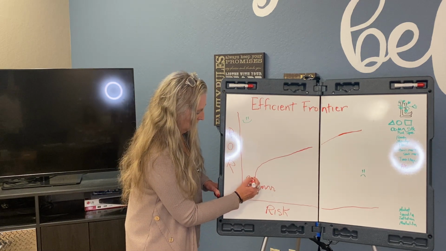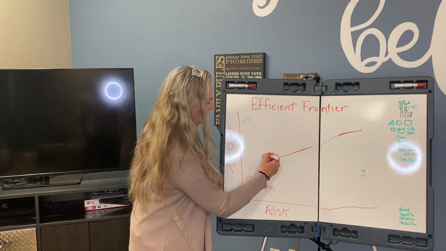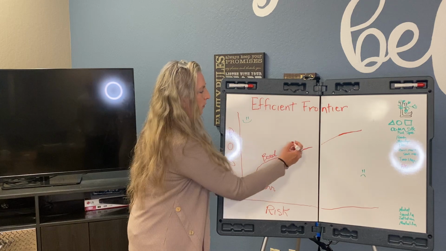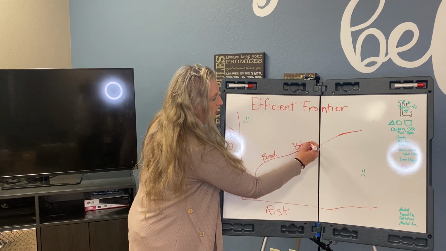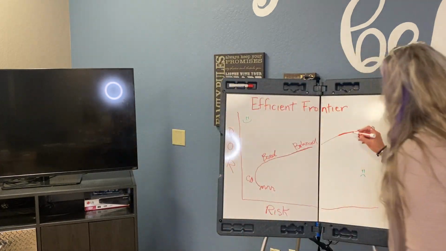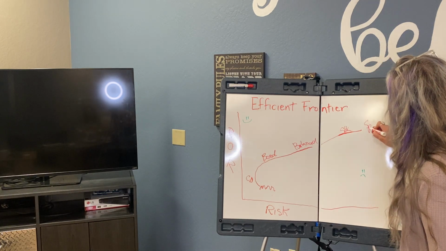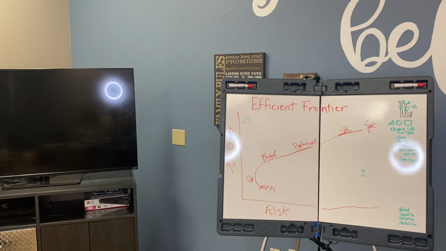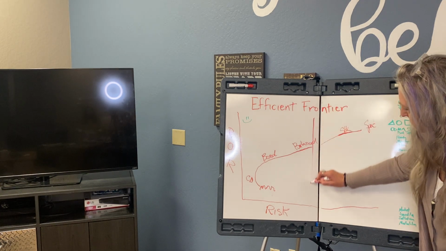CDs would be represented here. Here, you get into bonds. And then further out here, you could have balanced, which means you have some stocks. Over here, you'd have stocks. And further out, you could have speculative. All right. When you are building an efficient frontier, you look at 4 different quadrants.